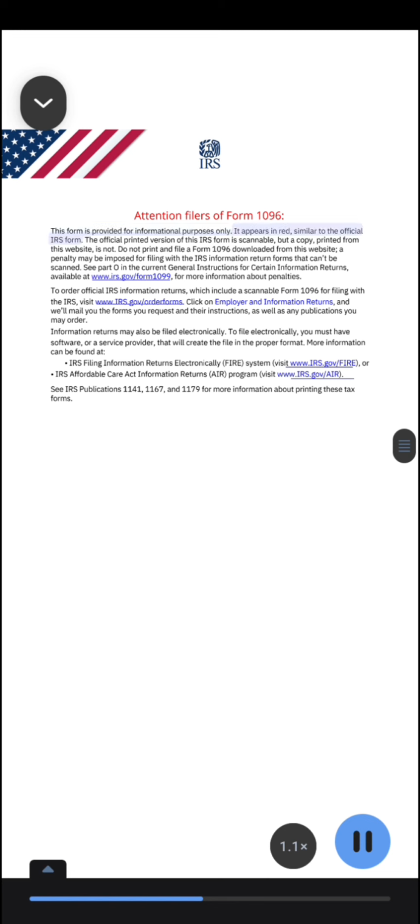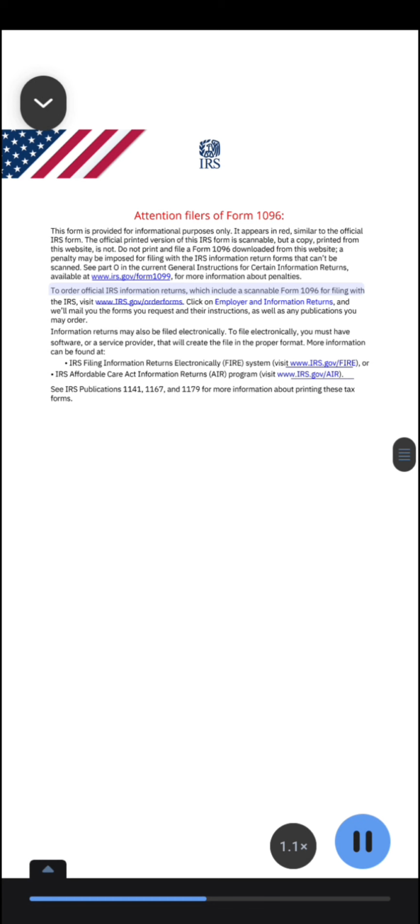Attention filers of Form 1096. This form is provided for informational purposes only. It appears in red, similar to the official IRS form. The official printed version of this IRS form is scannable, but a copy printed from this website is not. Do not print and file a Form 1096 downloaded from this website. A penalty may be imposed for filing with the IRS information return forms that can't be scanned. See Part O in the current general instructions for certain information returns, available at www.irs.gov/form1099, for more information about penalties.